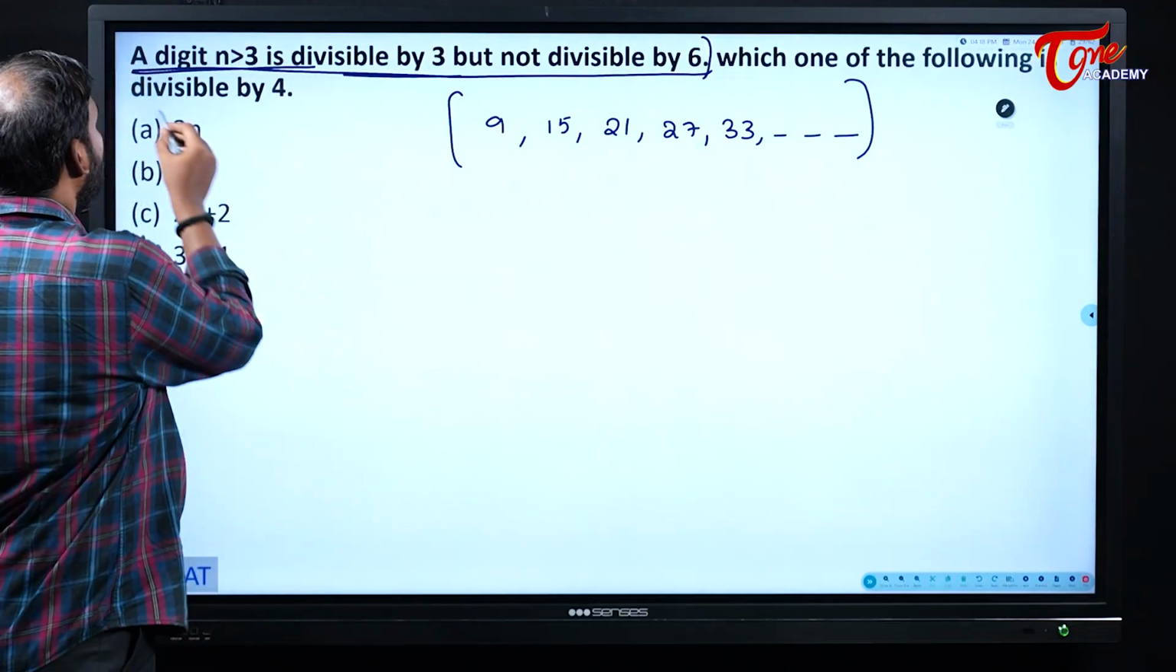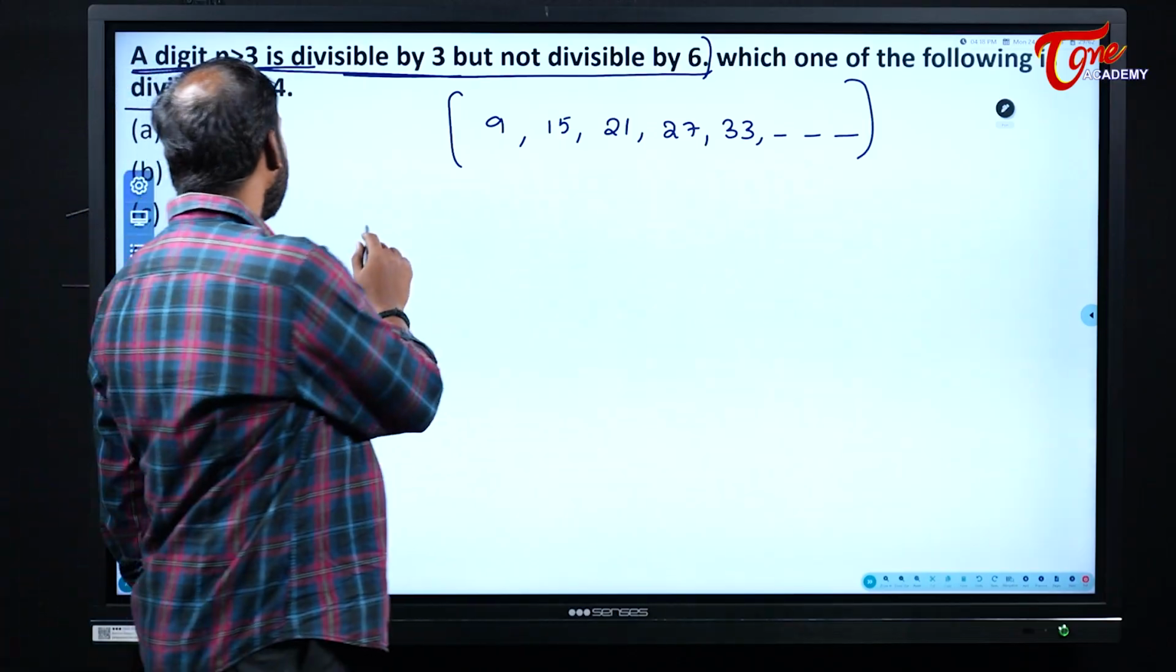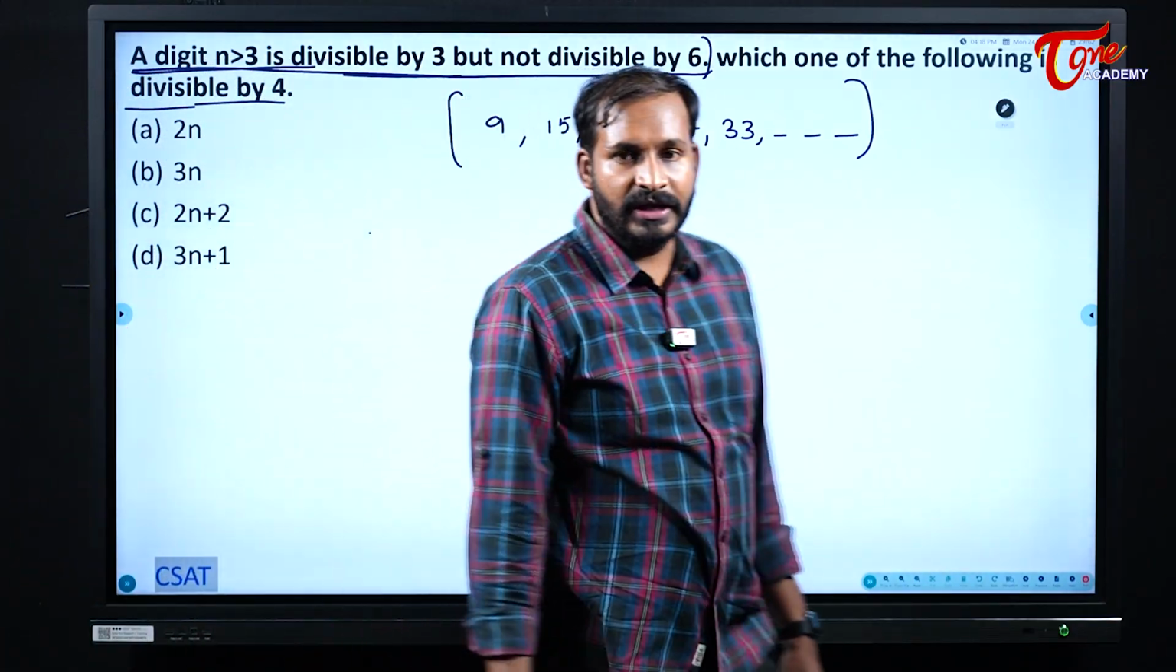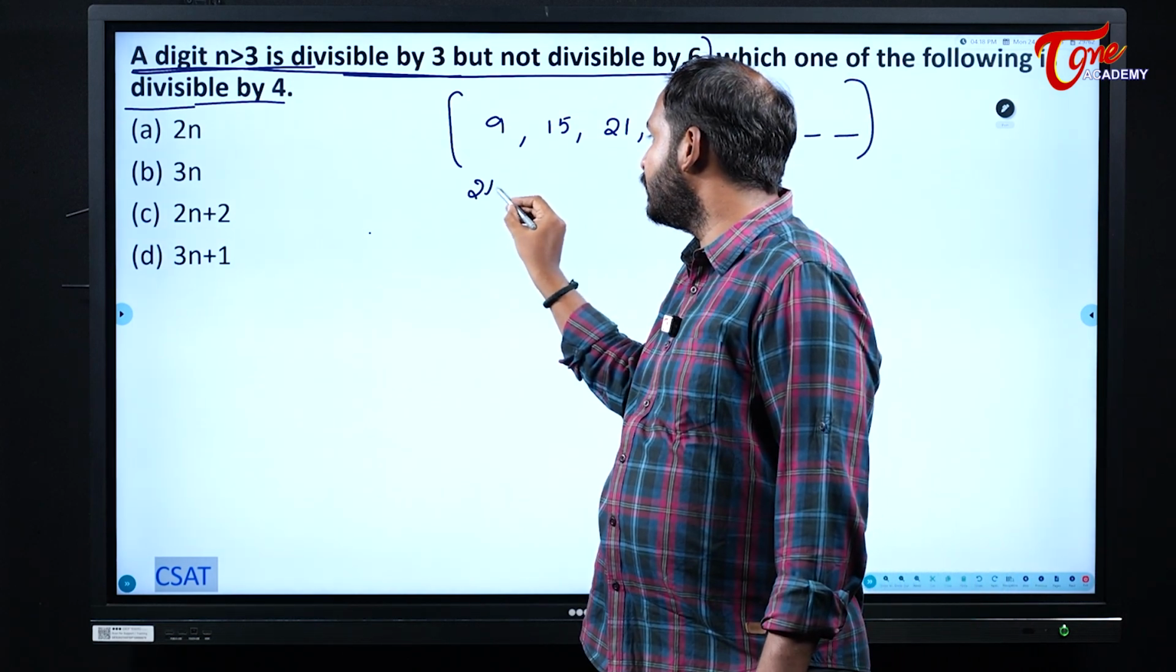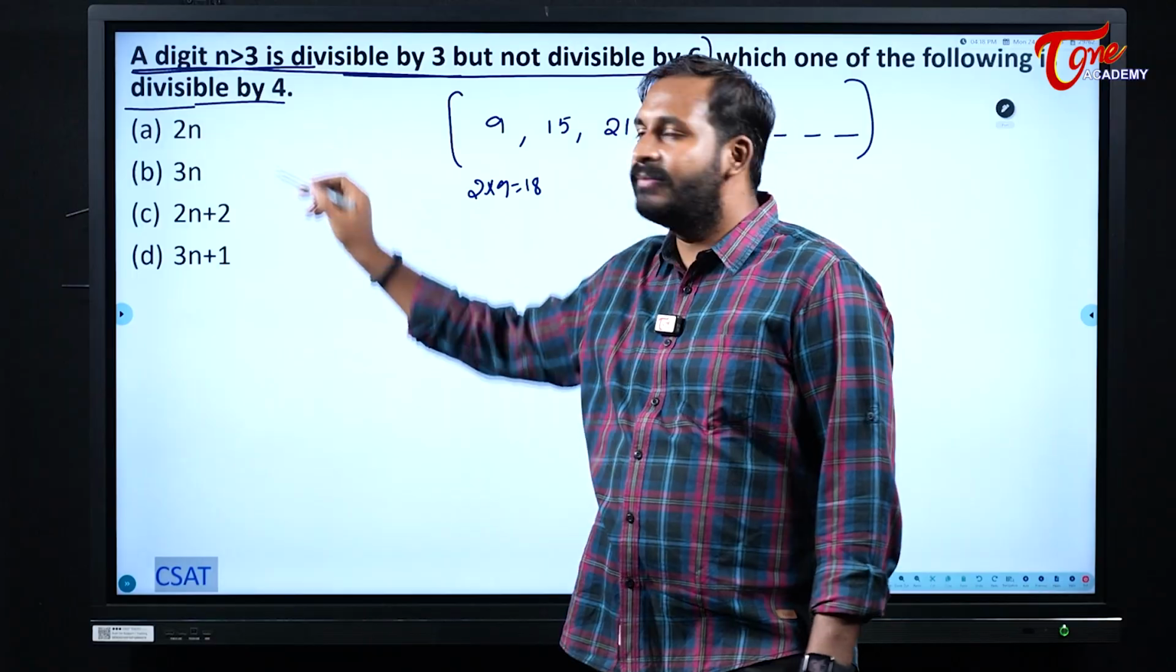Now, which one of the following is divisible by 4? They are asking us which of the following is divisible by 4. 2n. That means 2n is what? 2 into 9 becomes 18. Is 18 divisible by 4?